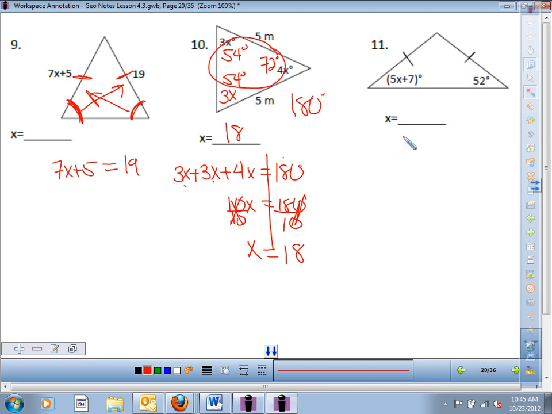Okay? Now, number 11. Number 11, we know right off the bat, it's isosceles. We have two equal sides. That means that the angles opposite them are congruent. So that means that this angle over here should be 52, and right there's your equation. 5x plus 7 should equal 52. Okay, you can go ahead, pause it, solve it, and I'm going to move on to the next one.